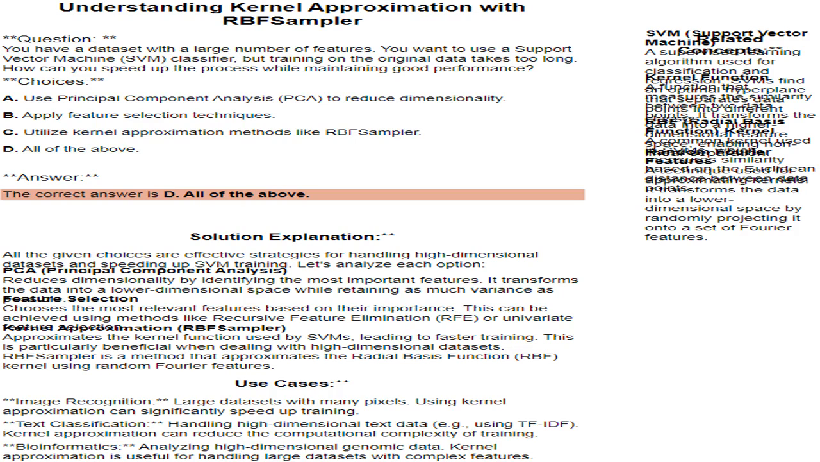Bioinformatics analyses often involve complex datasets with a vast number of features, such as genomic data. Kernel approximation techniques can be valuable for handling such high-dimensional data, enabling faster training of SVMs for tasks like gene classification or protein function prediction.